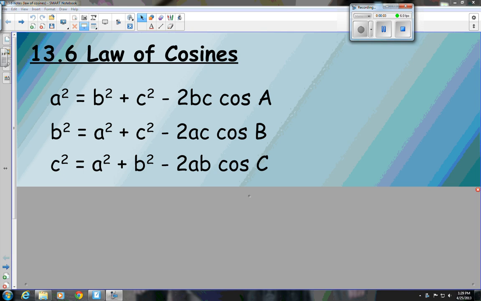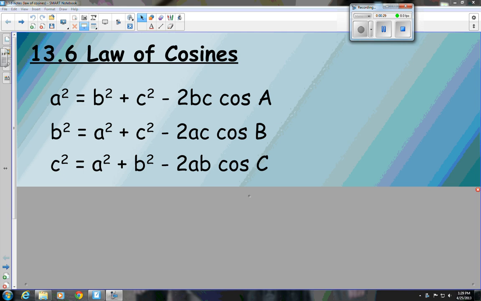13.6, law of cosines. Now, with this one, I will not give you the proofs for it. I will tell you it's based on the Pythagorean theorem. But there are 3 different forms depending on which angle you know.